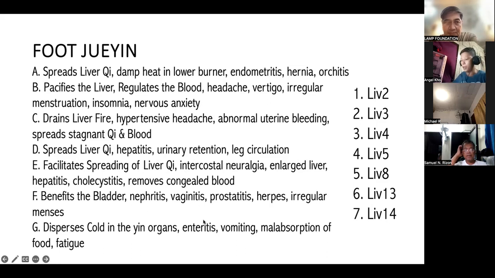Liver 4 po is spread liver chi. Answer is letter D po. Okay, spread liver chi po.